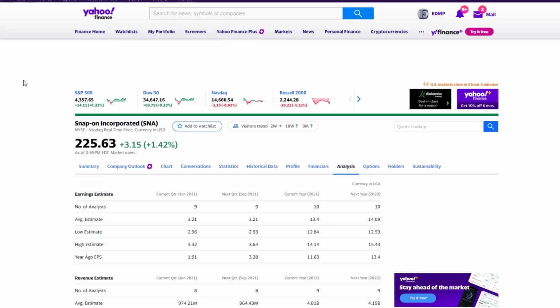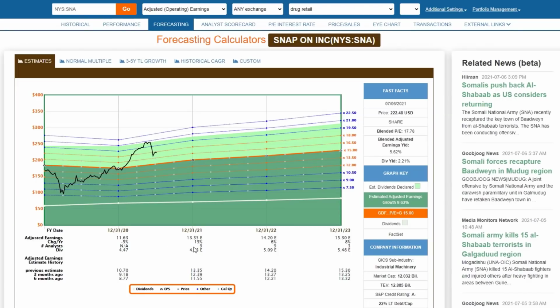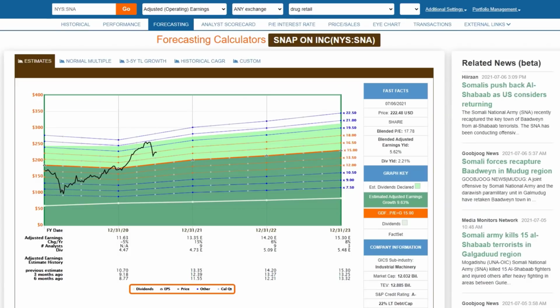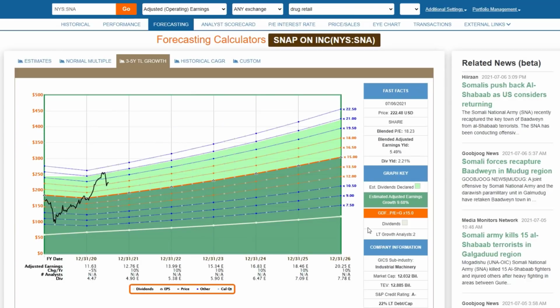Now, that's not exactly what I have on FastGraphs getting S&P data. This data comes from Reuters, but it corroborates it. $13.35 versus $13.40 is pretty close. $14.09 versus $14.20 are pretty close numbers. Now, they also will give me a 3 to 5 year growth rate.